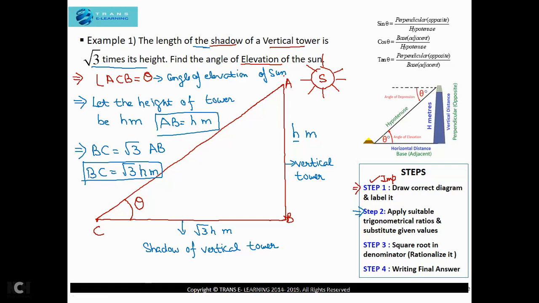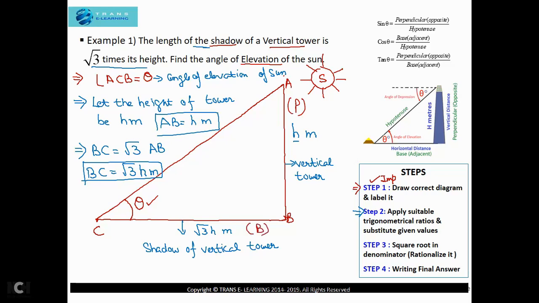Now the second step is to apply the suitable trigonometric ratios and substitute the given values. So in order to choose which trigonometric ratio I will be using, I have to see what I have with me, what is given. So here you can see that AB is given as h meter and BC is given as √3 h meter. Now considering this angle theta, which is the angle of elevation of the sun, this AB becomes the perpendicular, or you can say opposite, whereas BC becomes the base, or what we have adjacent.